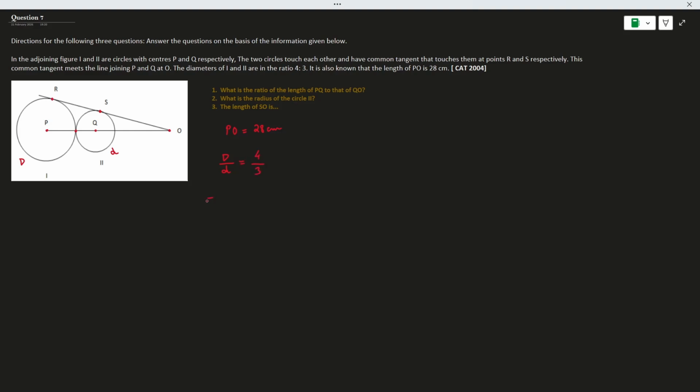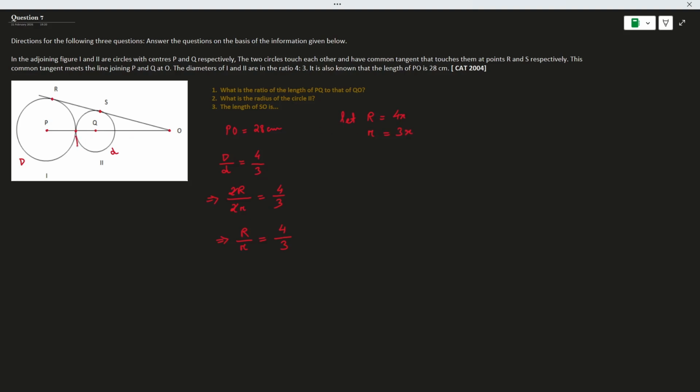4/3 is given, and we know that diameter is twice the radius. So I will replace this by 2r, where capital R is the radius of the bigger circle, and I will replace small d by 2r, where small r is the radius of the smaller circle. See, 2 and 2 will get cancelled. So again, the ratio of the radii of the two circles is 4:3. Suppose I take capital R equal to 4x and small r equal to 3x.